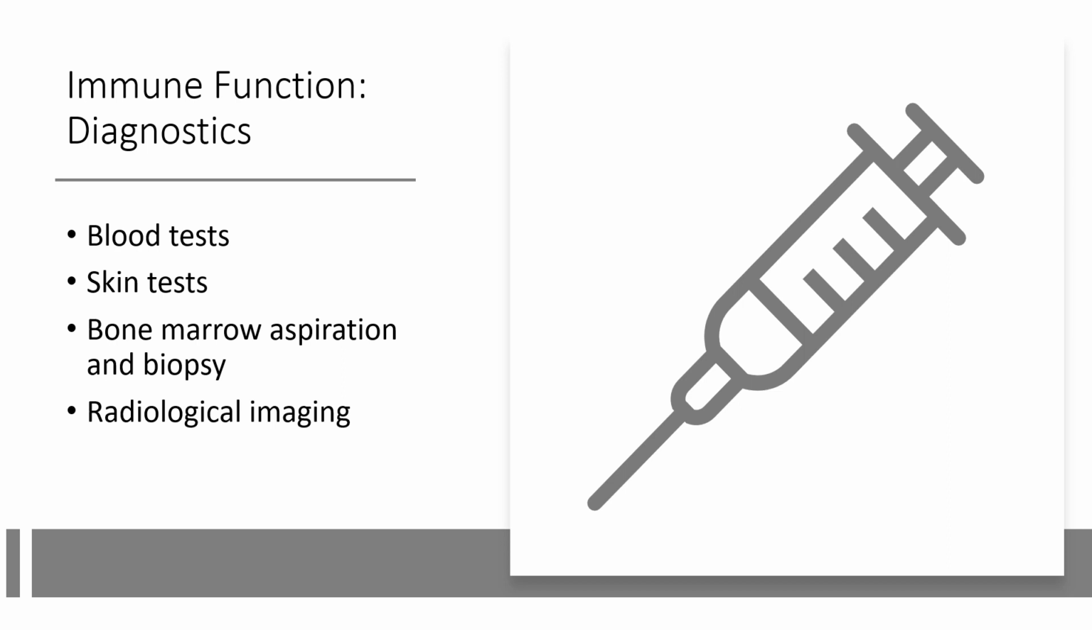So, diagnostic studies. Blood tests. We're going to look at a CBC with differential. That's going to give us the breakdown of red blood cells, and our white blood cells is going to give all of our differentials. So we're going to look at the leukocytes, the lymphocytes. We might do skin tests. We should do bone marrow aspiration and biopsy if needed. Radiological imaging could be necessary to evaluate their immunity, or immune competence, I should say.